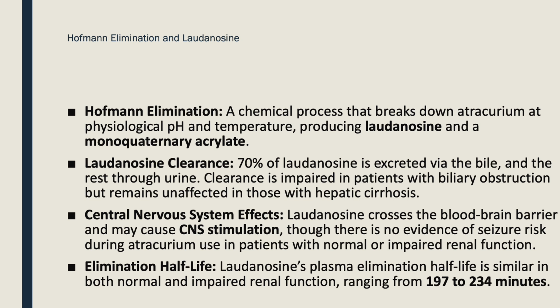So a little bit more about this laudanosine and Hofmann elimination. Okay, Hofmann elimination is a metabolic process for breaking down atracurium, okay? It involves the breakdown of the drug at a physiological pH and temperature. That's why you have to keep them warm, keep their pH normal, okay? This reaction yields laudanosine and a monoquaternary acrylate. And these are all part of atracurium's pharmacokinetics. And about 70% of that laudanosine is excreted via our bile, while the remainder is cleared through the urine. Clearance of this can be impaired if you have a biliary obstruction or is unaffected.